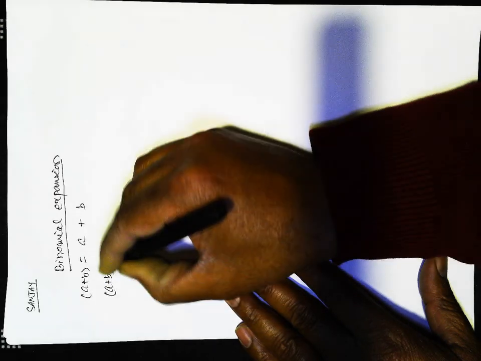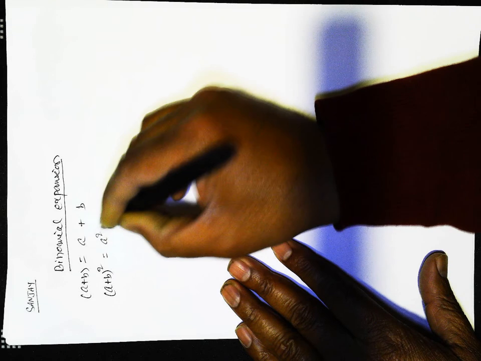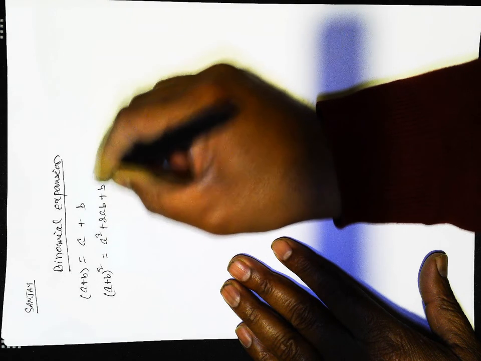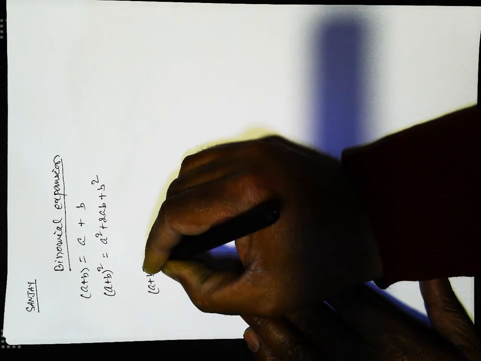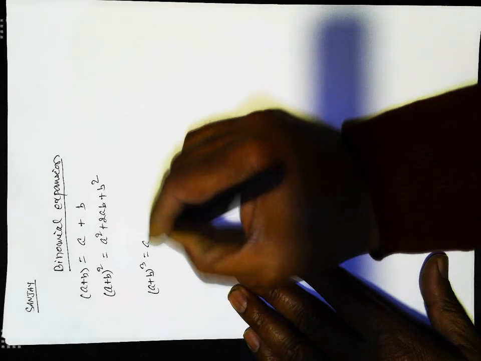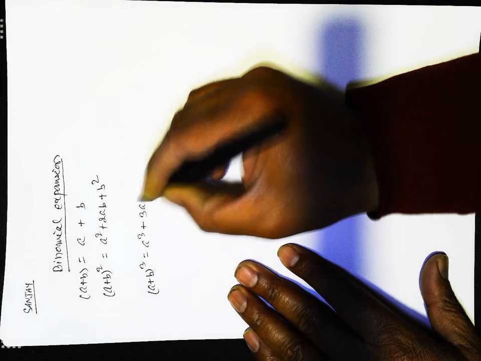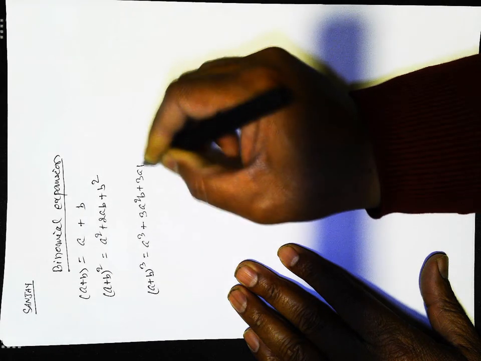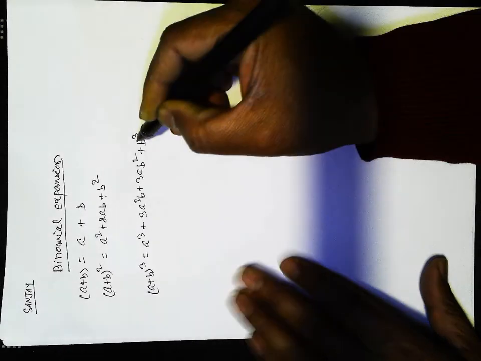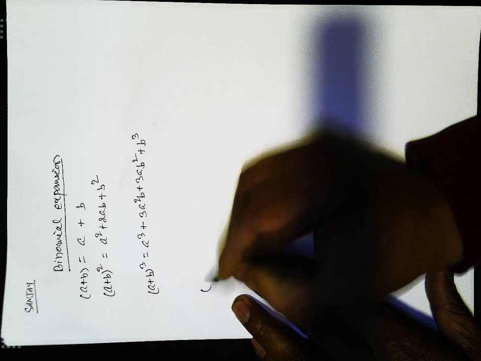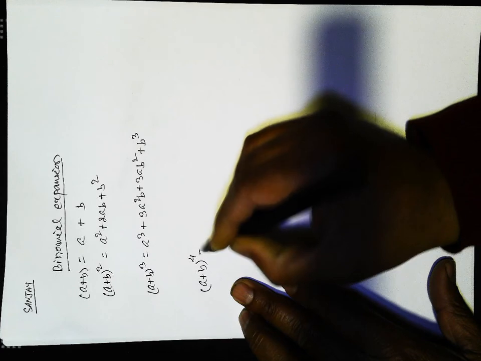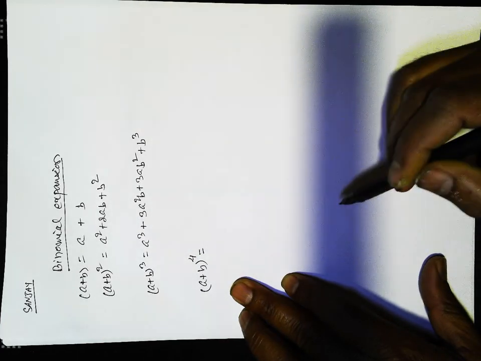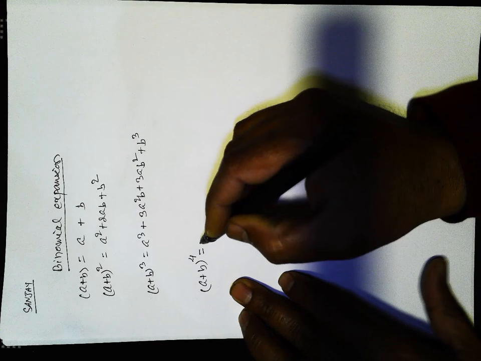If you like to expand (a plus b) whole squared, our formula becomes a squared plus 2ab plus b squared. And similarly, a very frequently used formula is (a plus b) to the power 3, which is a cubed plus 3a squared b plus 3ab squared plus b cubed. And so on. So if you like, you can find the expansion of (a plus b) to the power 4 also. It's a bit hard work to find (a plus b) to the power 4, but it's not impossible.